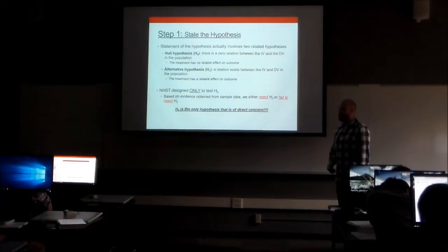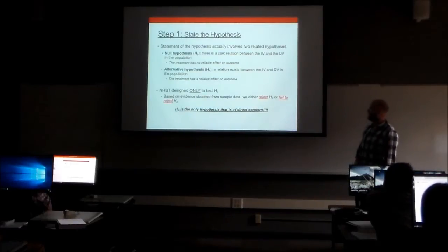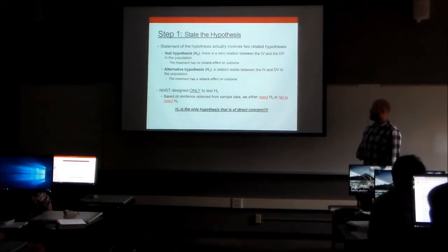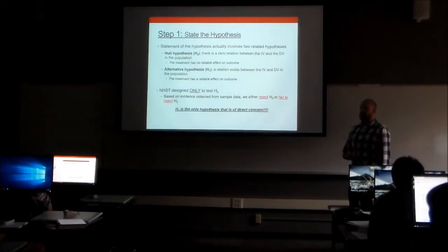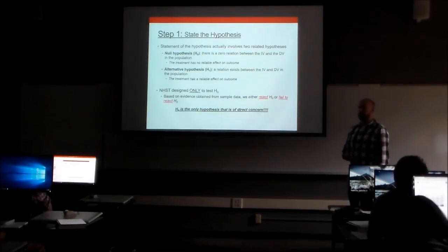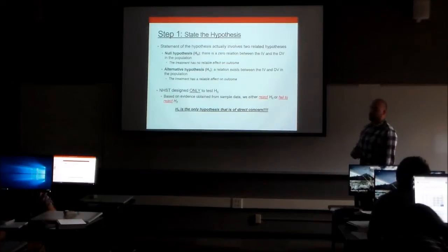So, as a preview, which hypothesis are we actually interested in? The alternate hypothesis, right? That's what we're actually interested in, but our procedures don't let us look at that, they only let us look at the null, and that starts to get complicated in terms of inference and things, okay?